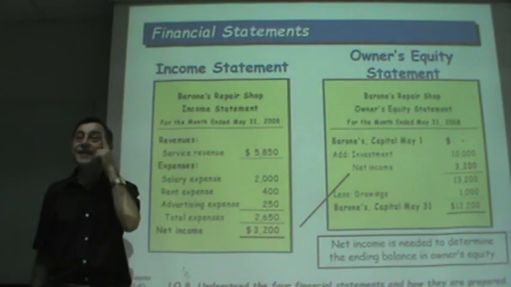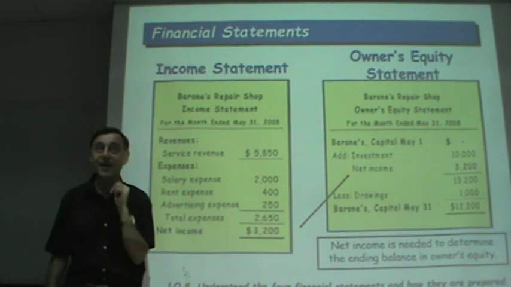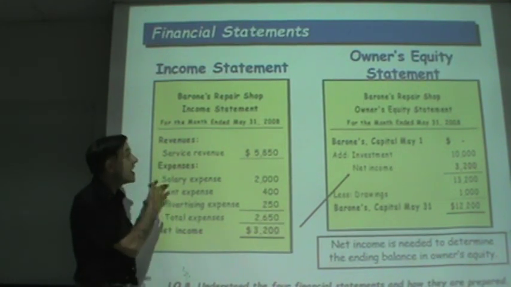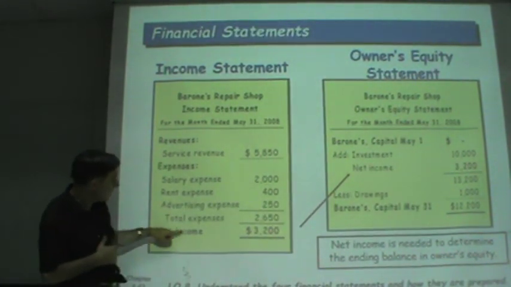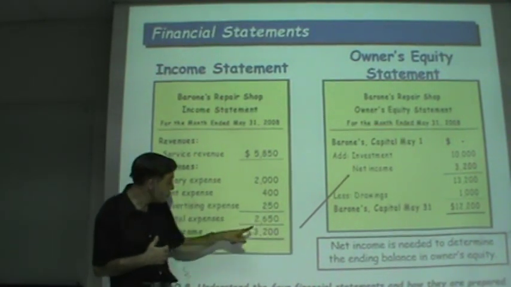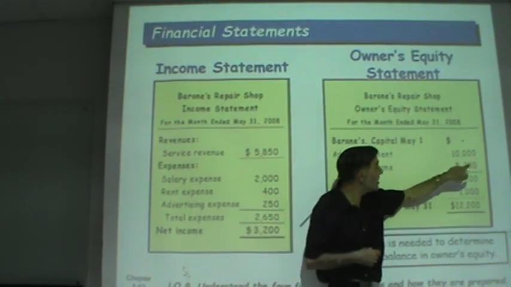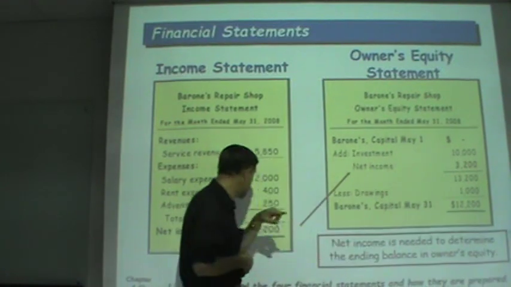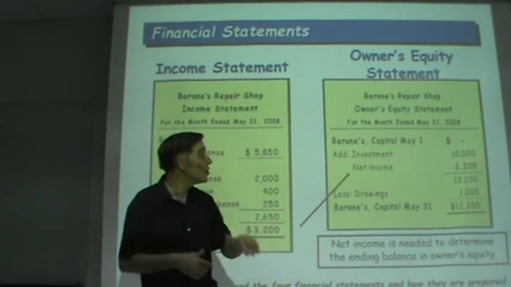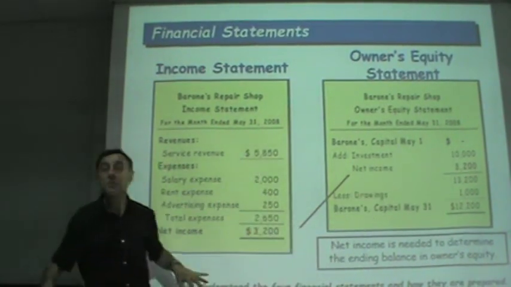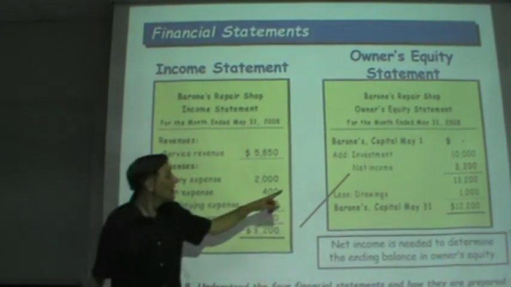Aha! Now we get how, and here is the connection. That's why I explained to you that we first do the income statement, and then we do the owner's equity. We do the owner's equity because we take the net income number, 3,200, from the income statement and copy it here. That's why I told you, you cannot prepare this before you prepare this. You first do this, then this.